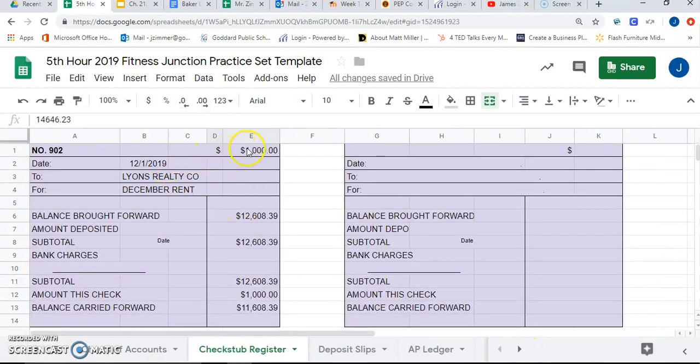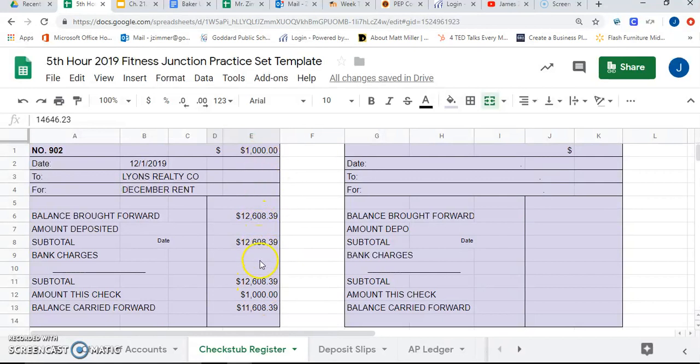And in here, using that information, you'll put the amount, the date, who the check is to, and what it was for. In this case, it was December rent. And then there should be a formula that automatically populates this $1,000 where it says amount this check to resemble this same number up here. Okay, these numbers should be identical.